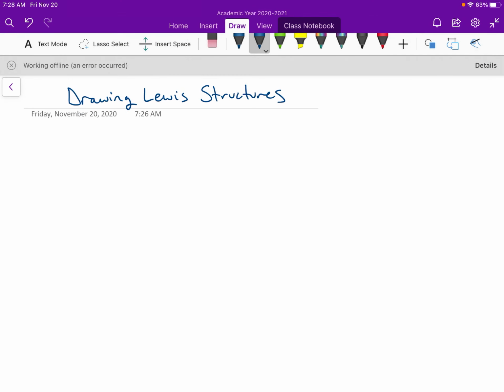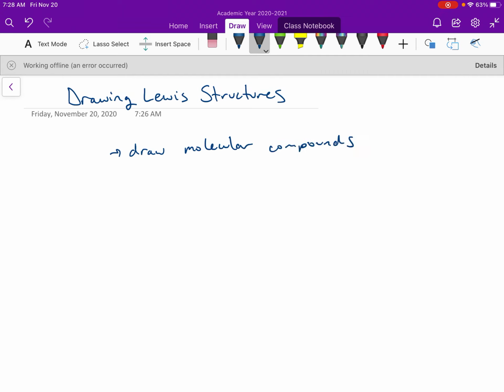All right, everybody, this is learning how to draw Lewis structures. Some of you have done this before. I'm going to walk through how to do this and then show you an example, and then I'm going to turn you loose to practice some on your own. Okay, so Lewis dot structures. This is a way to draw molecular compounds.